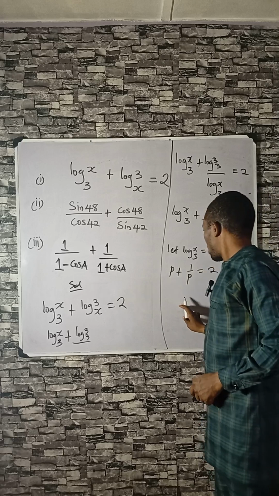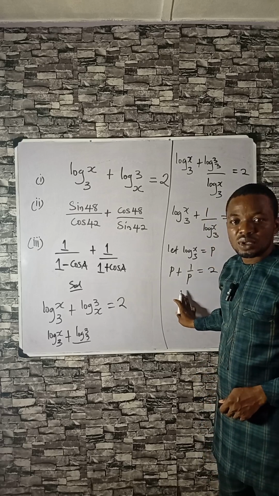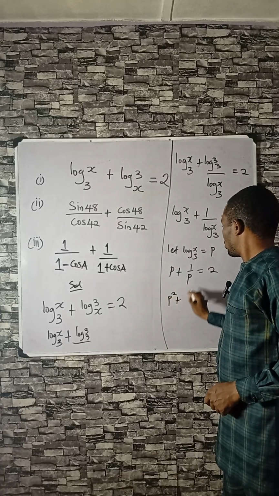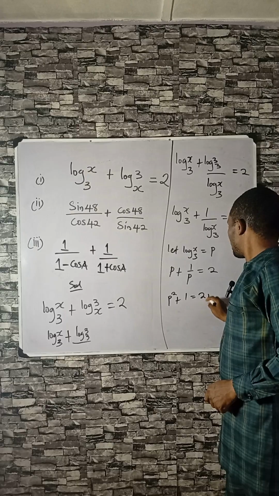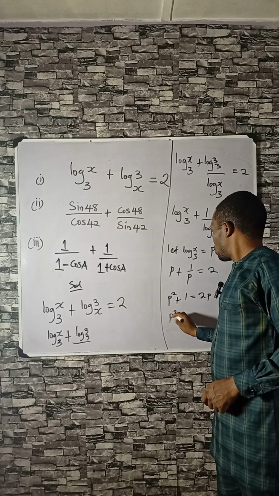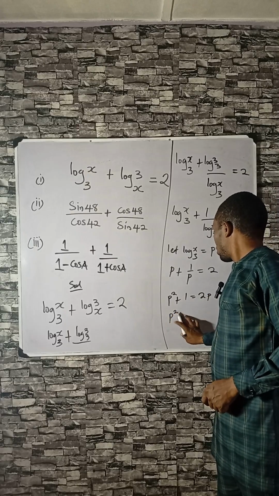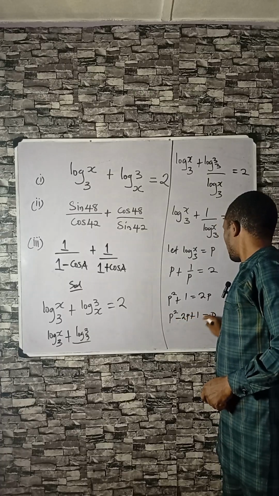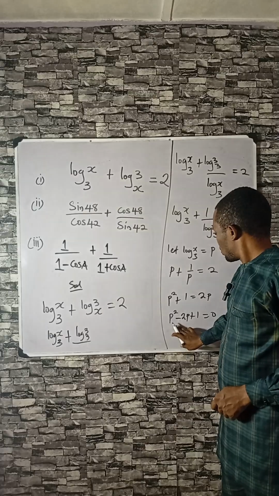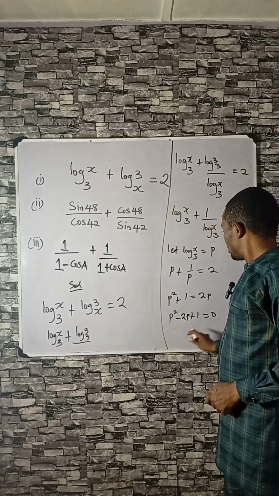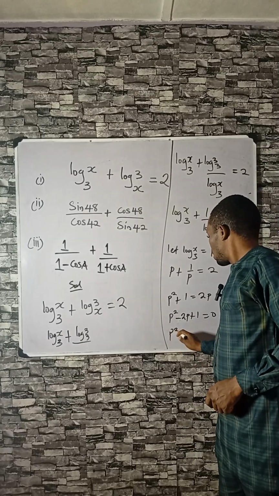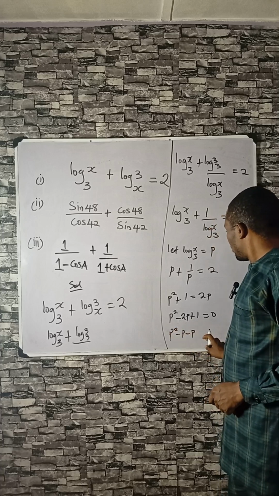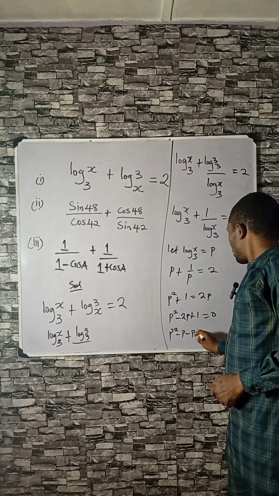Using LCM, the LCM here is p. Multiplying through by the LCM, I have p squared plus 1 equals to 2p. So p squared minus, taking 2p to this side, minus 2p plus 1 equals to 0. This is a quadratic equation. We can factorize this. If I replace here with p squared minus p, that will give you minus 2p, and if you multiply you have positive p squared, so plus 1.